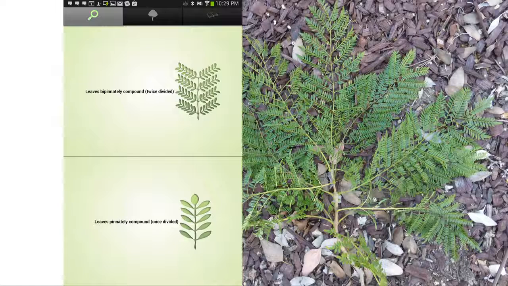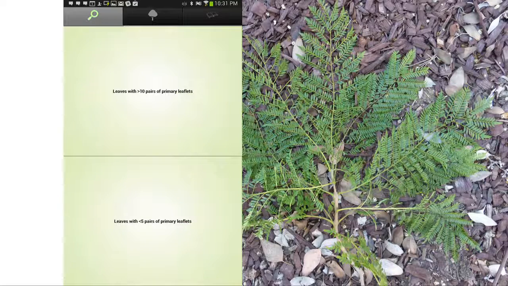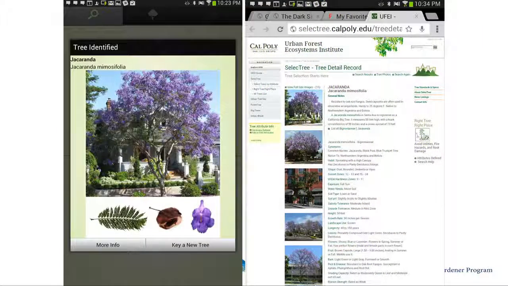Bipinnately compound, twice divided, or pinnate, once divided? Twice divided. Leaves with greater than 10 pairs of primary leaflets, or less than 5 pairs of primary leaflets? And this could really trip up somebody who hasn't just sat through this hour and a half of definitions. So what do we say? More. It's more than, because if you look at these primary leaflets, the ones with the smaller leaflets attached, 1, 2, 3, 4, 5, they're way more than 5. So touch here, top of the screen. And it takes you to, yay, it worked.